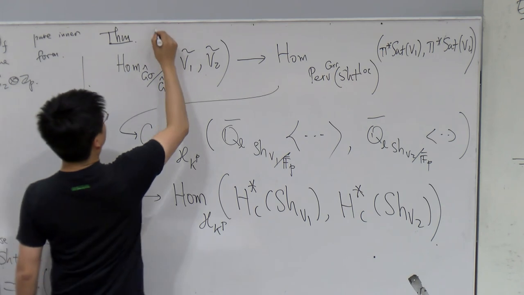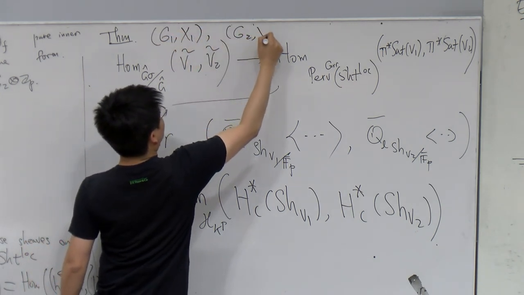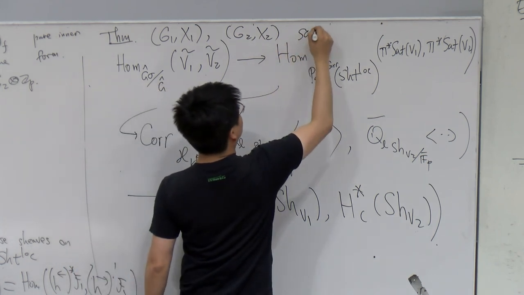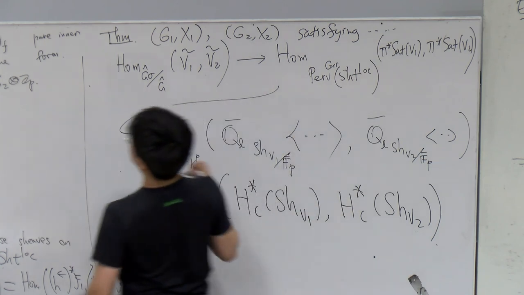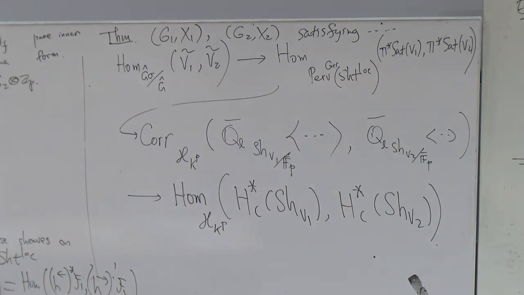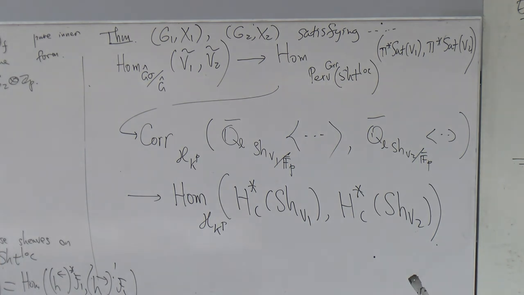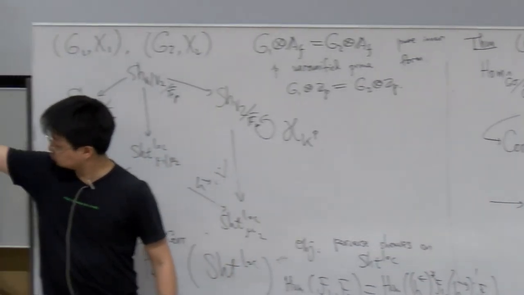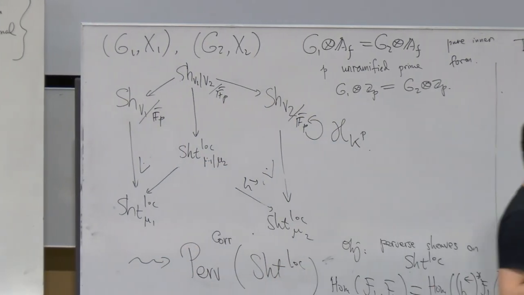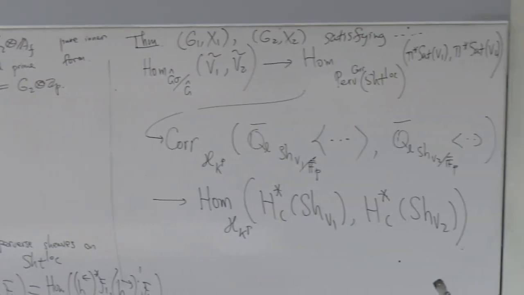And of course, the theorem is given G_X1 and G_X2, which satisfy certain properties. For example, the first property is that they are the same at the finite place. The second is you really want this data to give the moduli space of abelian varieties. Otherwise, we don't know how to relate the global geometry to the local geometry without knowing it's given by abelian varieties.